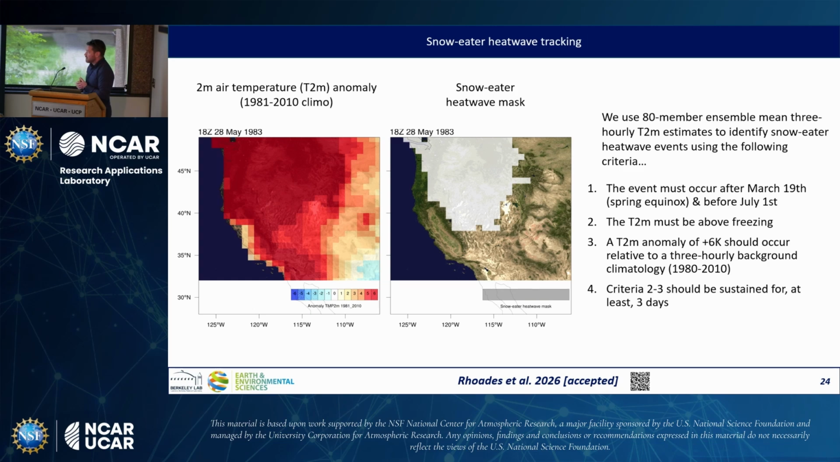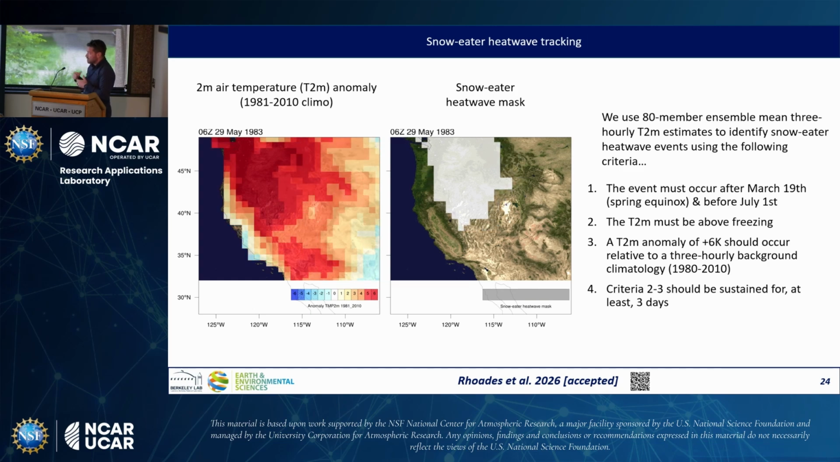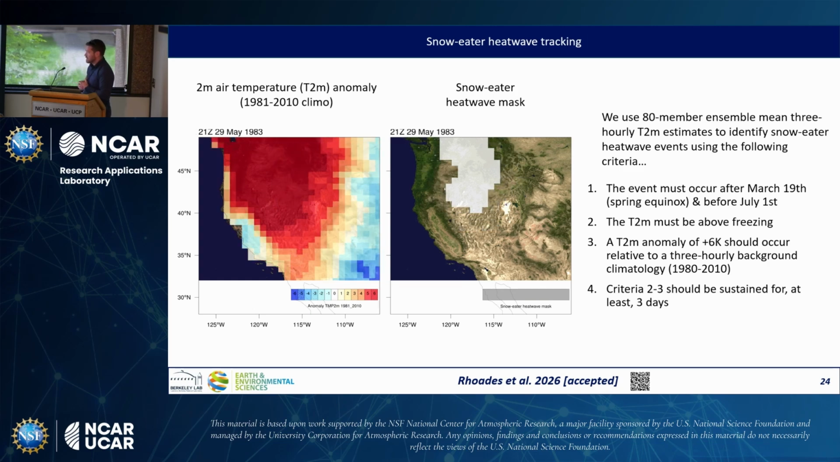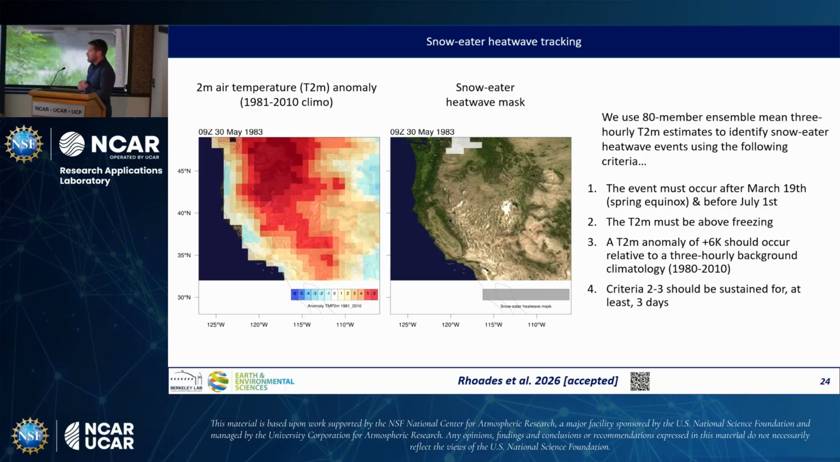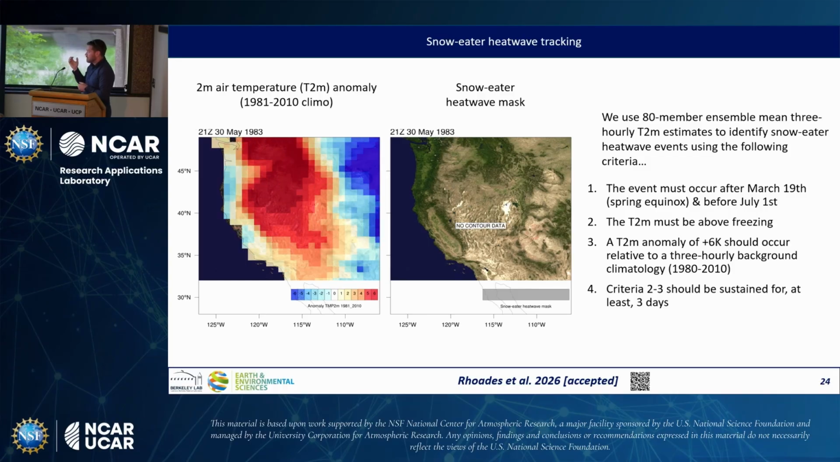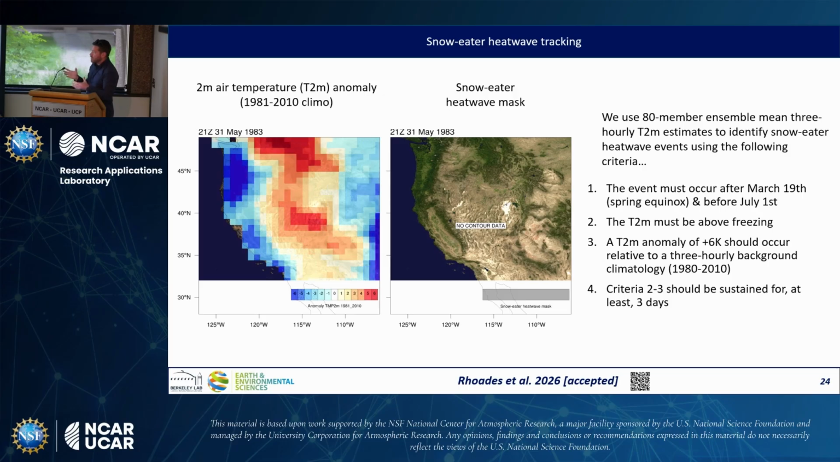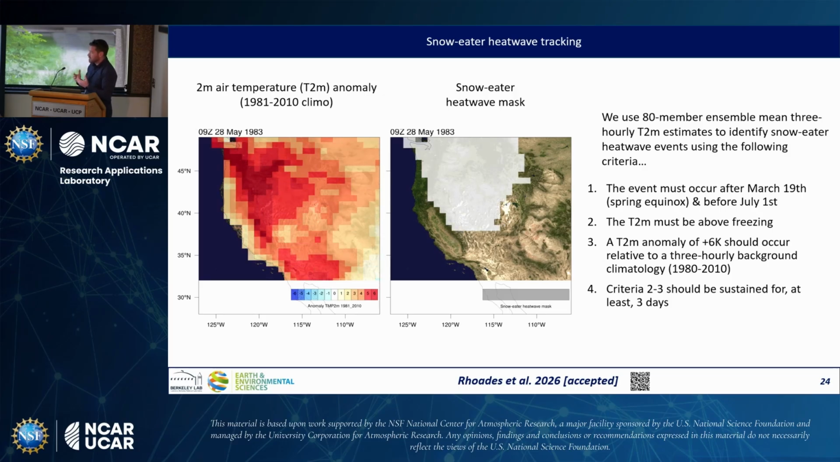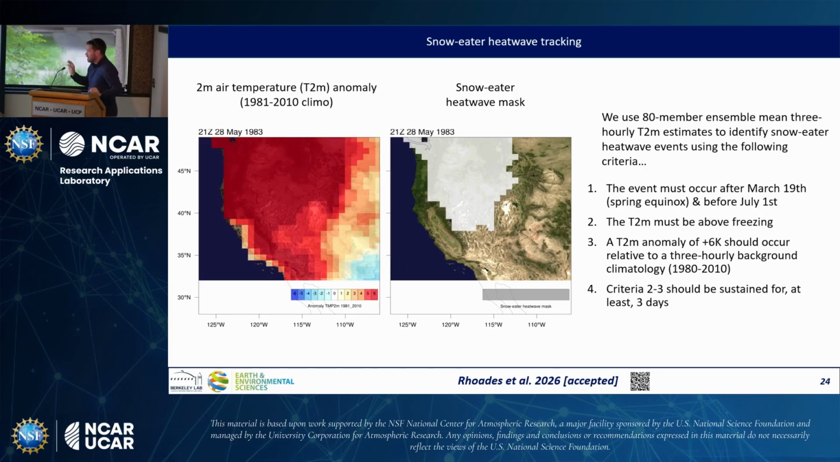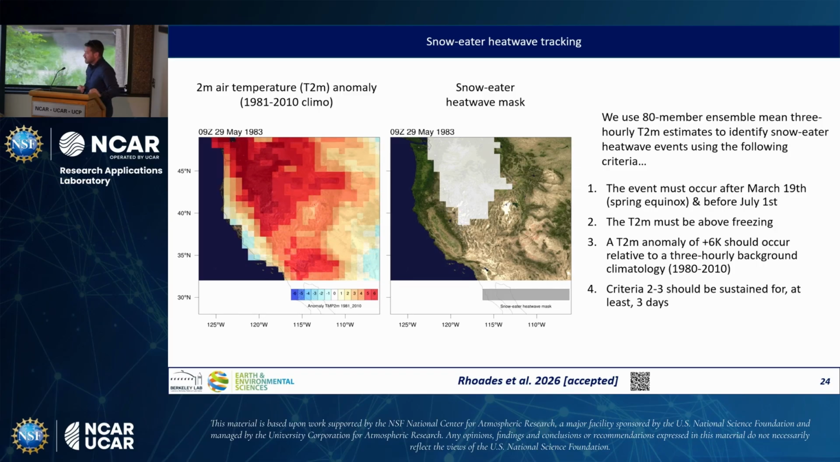It should be very anomalous for that time of year, and we use 3-hourly data to assess that T2M anomaly. And that T2M anomaly must be sustained above freezing both in the day and the night to erode cold content and lead to the ablation of the snowpack. And then those criteria should be sustained for at least 3 days.